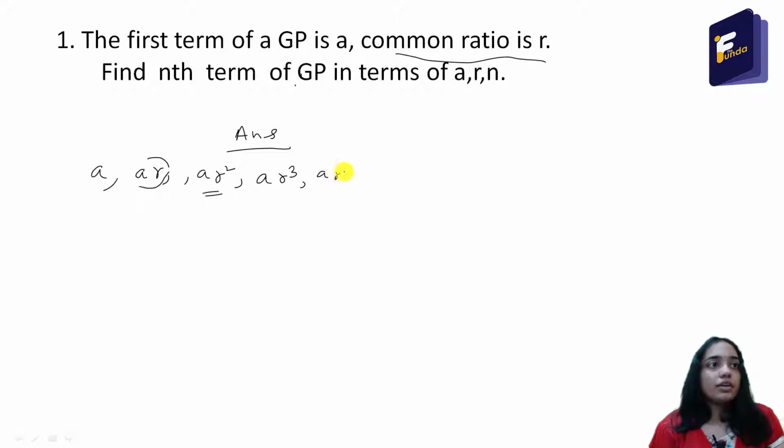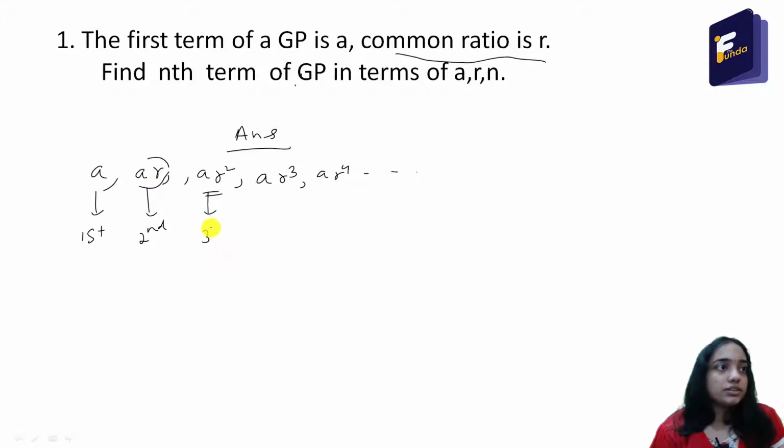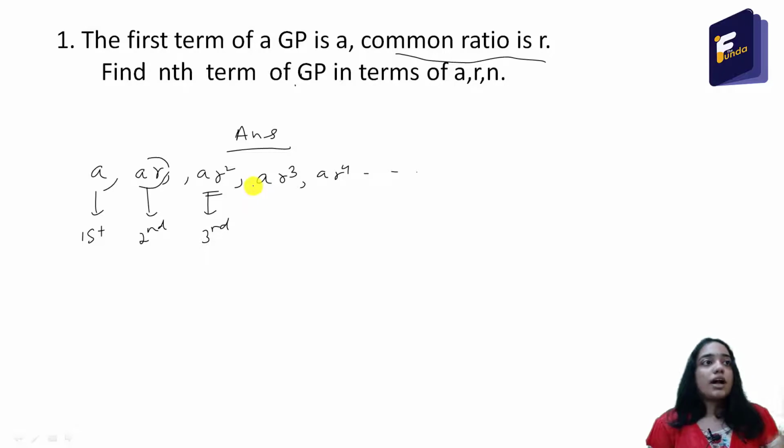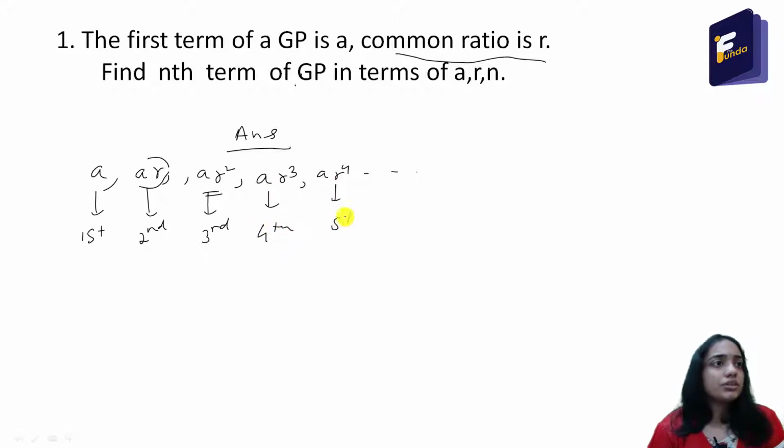Similarly, ar to the power 4, dot dot. So this is the first term, this is the second term, this is the third term. Why am I doing this? I am doing this just to get a pattern, so that I can generalize what will be the nth term. That is why I am writing these things, just to know what pattern it is following. So it is the fourth term, it is the fifth term.